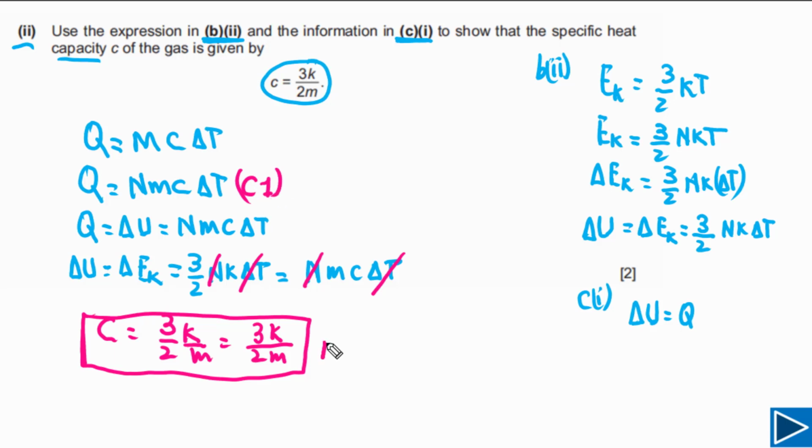And the second mark is if you have got this right answer, and this is the answer mark.